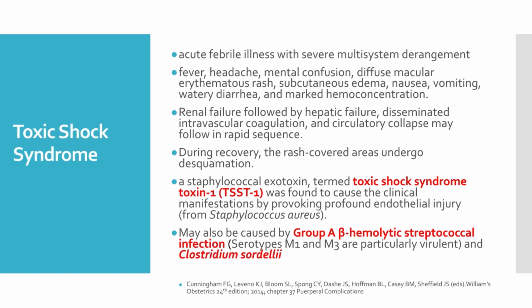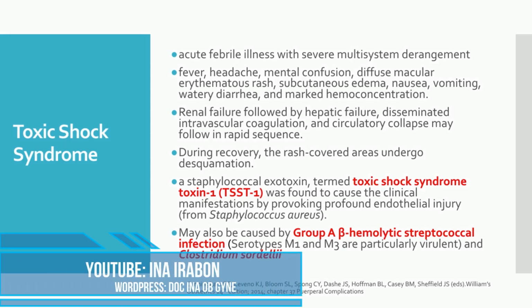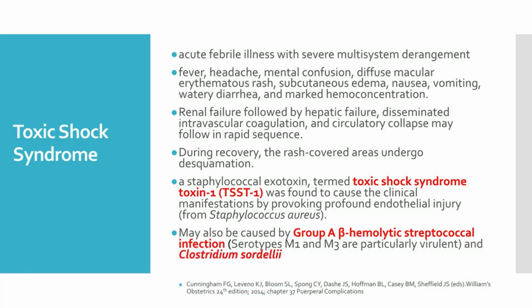Next is toxic shock syndrome. This is an acute febrile illness with severe multi-system involvement. Usually, the patient presents with fever, headache, mental confusion, diffuse macular erythematous rashes, subcutaneous edema, nausea, vomiting, watery diarrhea, and marked hemoconcentration. The patients also may present with renal failure followed by hepatic failure, DIC, and circulatory collapse, and all of these may follow in a very rapid sequence, and therefore you have a very toxic patient.